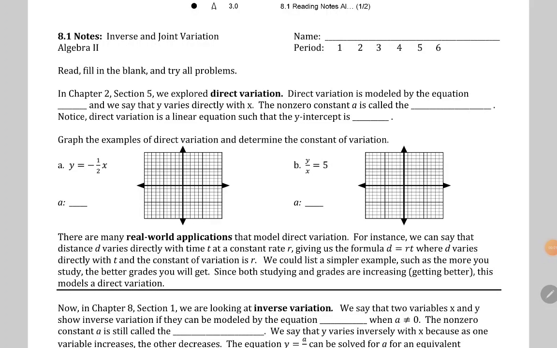Hello, this is Scholar Strife doing some math, and today in Algebra 2 we'll be looking at inverse and joint variation. So in Chapter 2, Section 5, we explored direct variation.